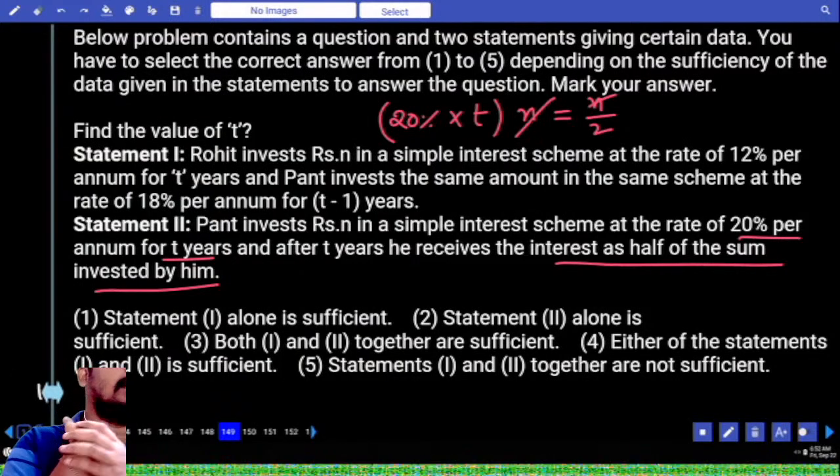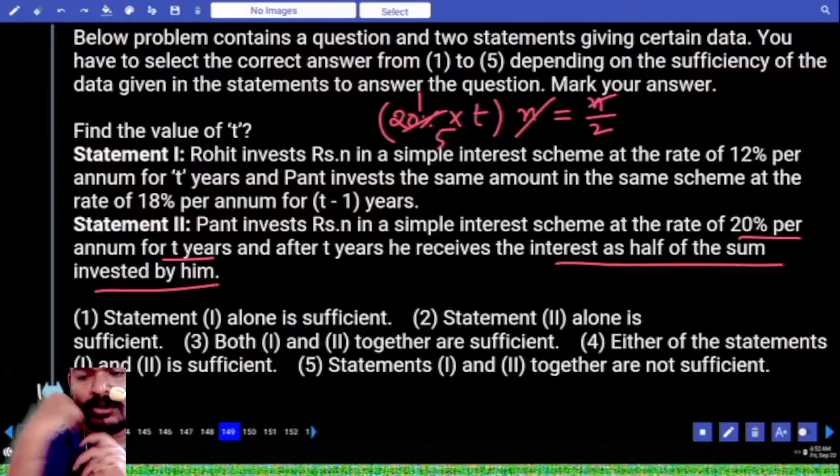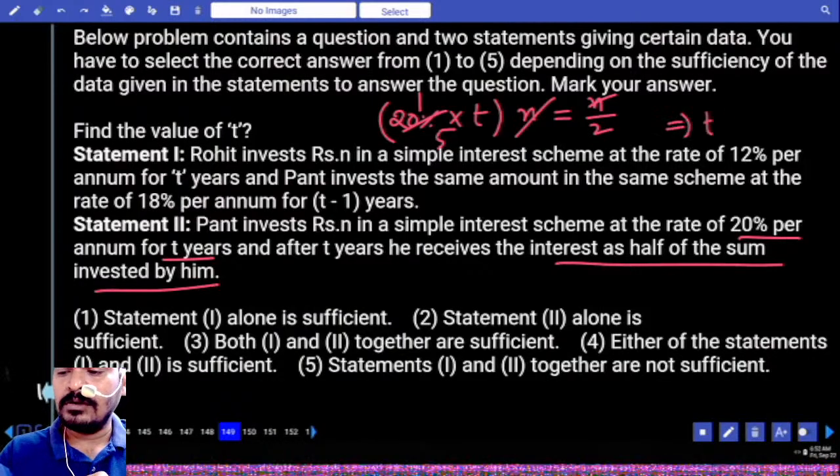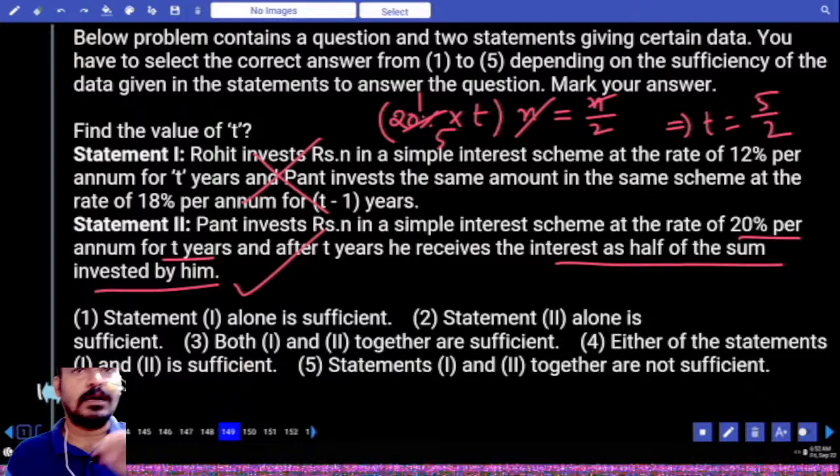We get the T value. 20% means what is the fraction? 1 by 5, means T equals how much? 5 by 2. Then is 2 alone sufficient or not sufficient? Sufficient. But 1 alone is not sufficient. Then the answer is only 2 alone.